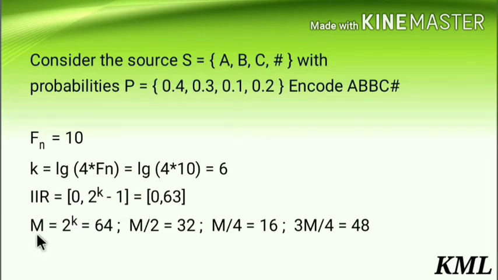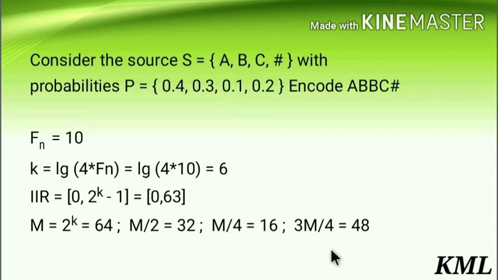Next, calculate m, m by 2, m by 4 and 3m by 4. What is m? M is 2 raised to k. So 2 raised to 6 is 64. That is your m. Next, m by 2, that is 64 by 2, 32. M by 4, that is 64 by 4, 16. And 3m by 4, that is 3 into 64 by 4, you get 48. So these are the values to be calculated initially.